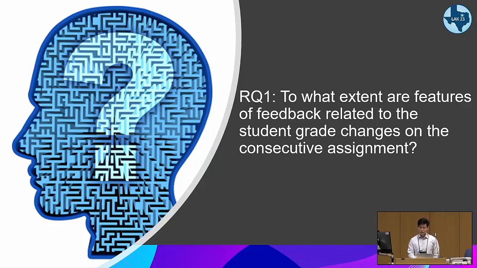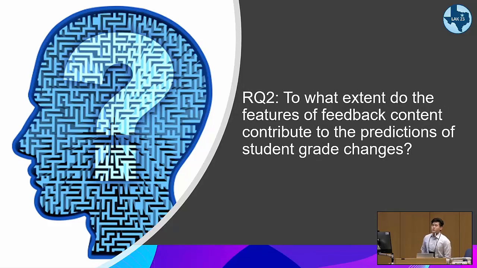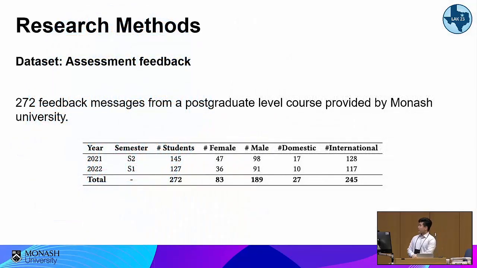The first one is, to what extent are features of feedback related to the student grade change on the subsequent assignment? And the second one is, to what extent do features of feedback content contribute to the predictions of student grade change? To answer these research questions, we rely on the data set provided by a Monash University postgraduate level course. We collected more than 200 feedback comments from this course, and here is the demographic information of our data sets.